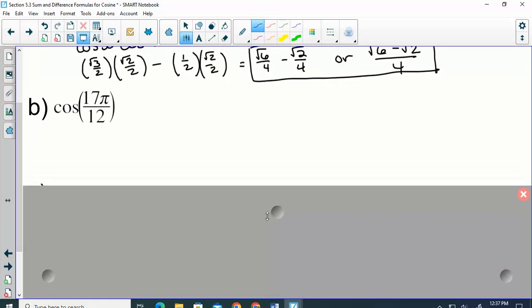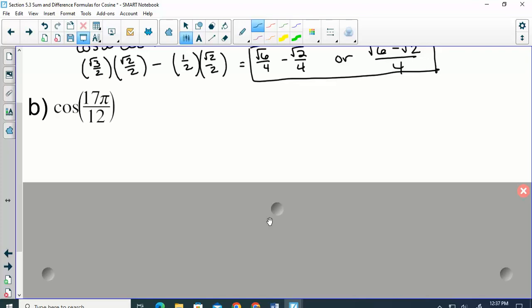Cosine of 17 pi over 12. Maybe it's in radians. It's in radians. I don't know about you guys, but for me, it is a lot easier to think like 30 plus 45 than it is to think pi over 3 plus pi over 6. Am I alone, or do you guys agree with that? I agree. Okay, do you want to change this into degrees? Yeah, 180 over pi. So these pi's cancel. 17 times 180 divided by 12 is 255.